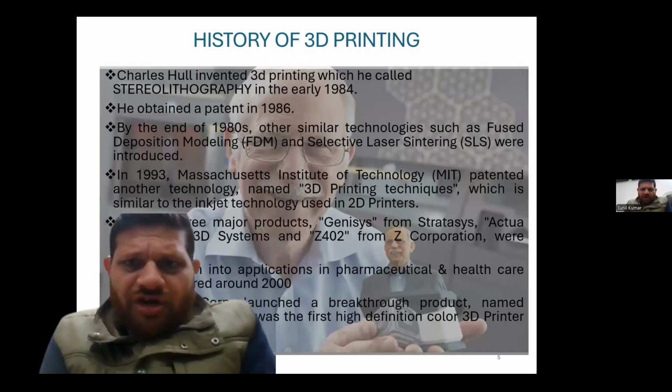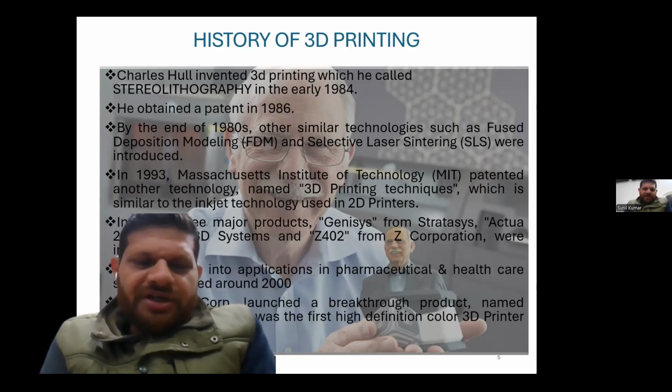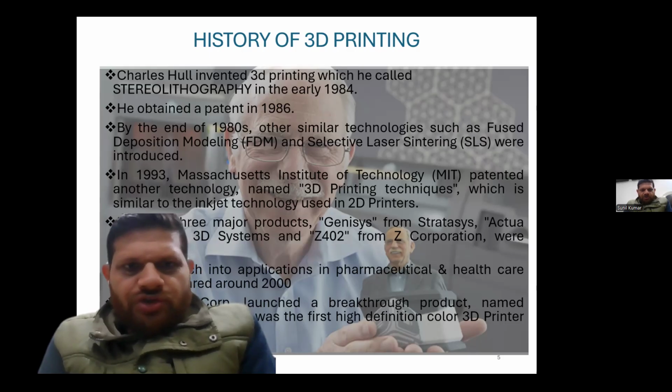This is the history of 3D printing. As I have said, Charles Hull first invented the 3D printer in 1984, and he was granted a patent in 1986. Stereolithography is also known as the SLA method.